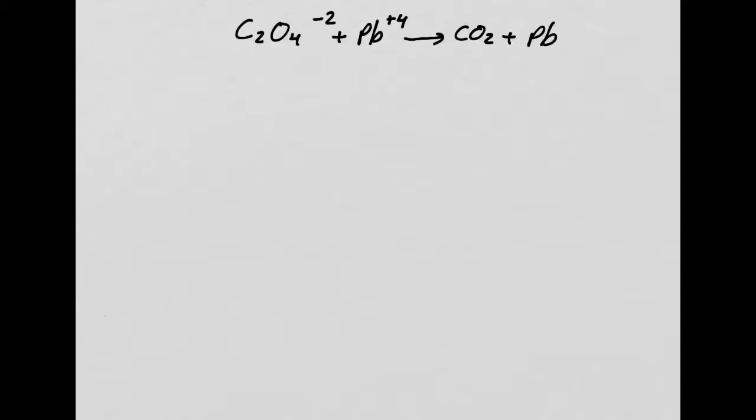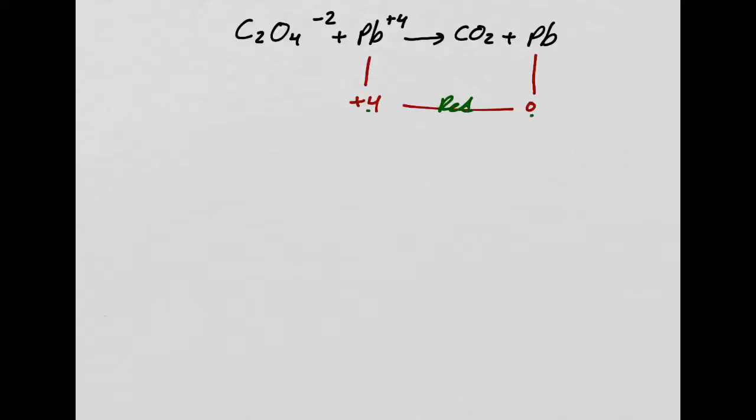You ready? Okay. So, Pb over here has a charge of plus 4. When I give you a charge, that's the charge it has. Over here, Pb has no charge. It's by itself, it's the elemental form. So the charge is 0. So plus 4 to 0, that means I got reduction because it got more negative.